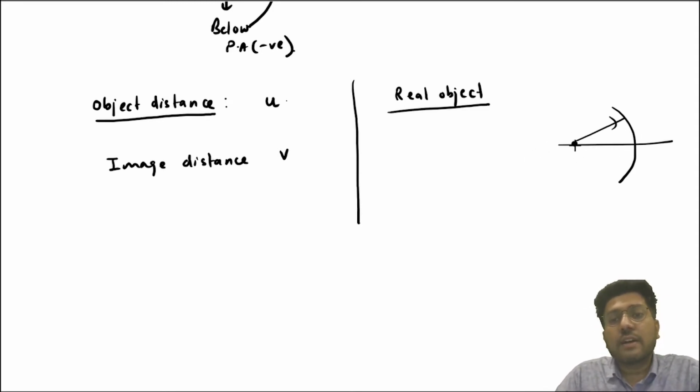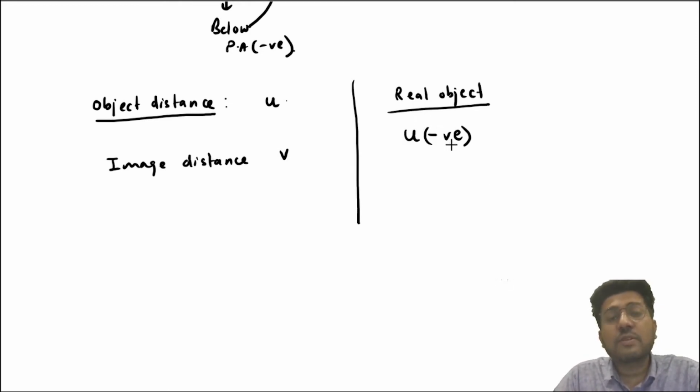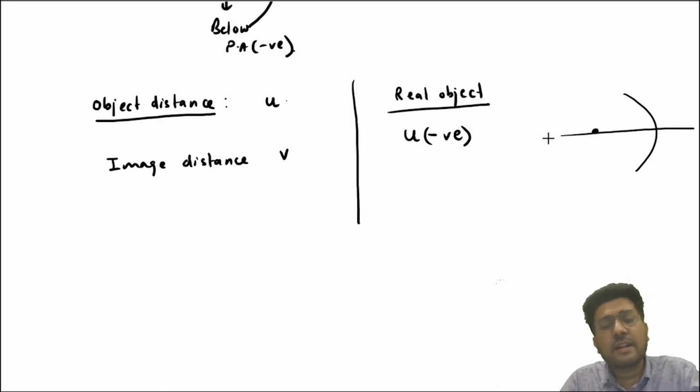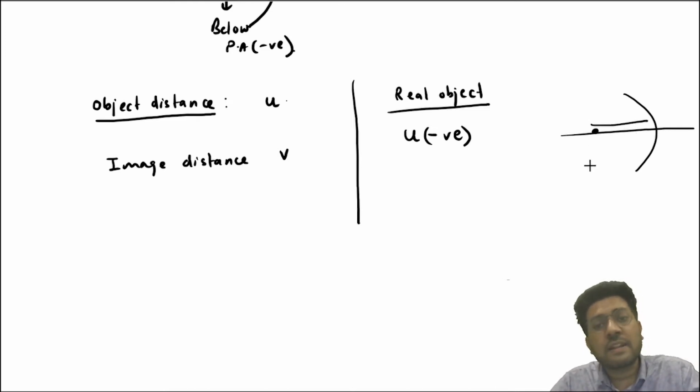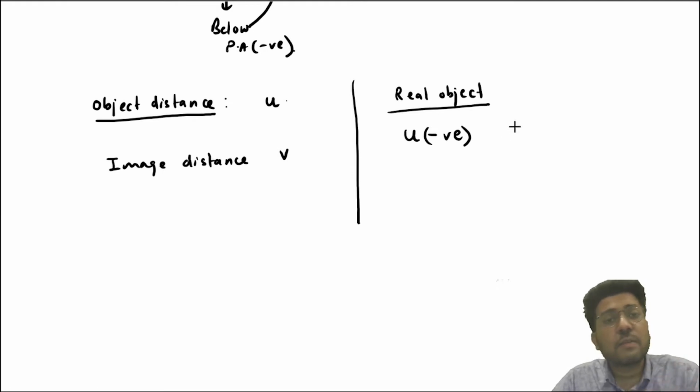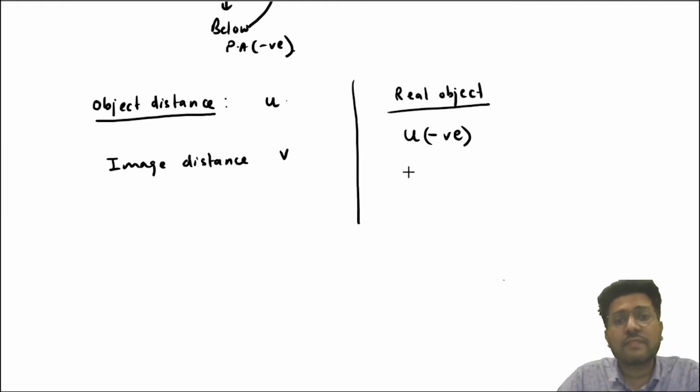So if the object is in front and this is the distance, then you will say that the real object distance is negative. So real object distance u is negative. You have to remember this sign convention. For real object, u is always negative. So if it is given to you that object is at a distance of 25 centimeter in front of a mirror, that means the object distance is minus 25 centimeter. All distances measured in front of the optical instrument are negative. So u is negative for real object.